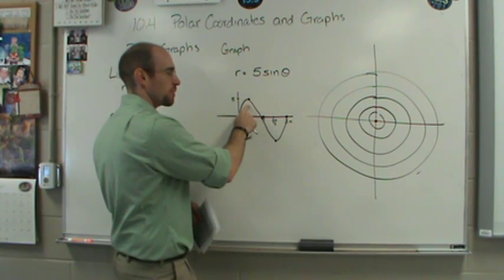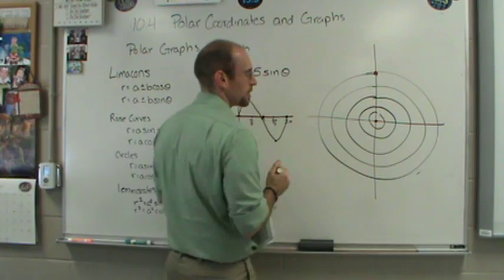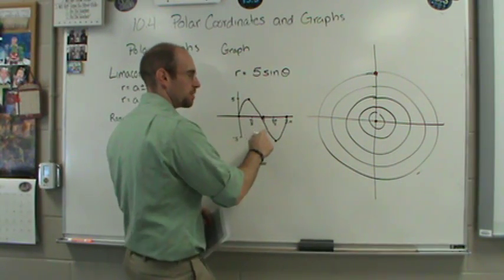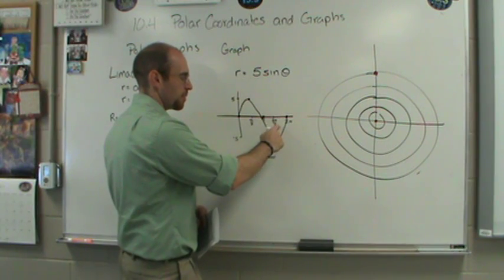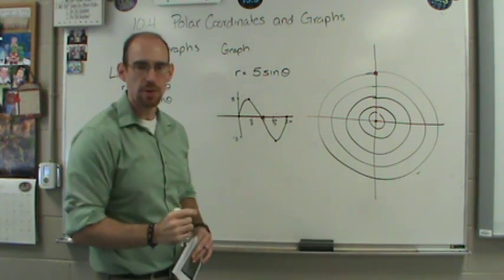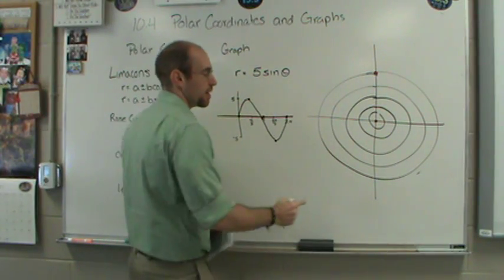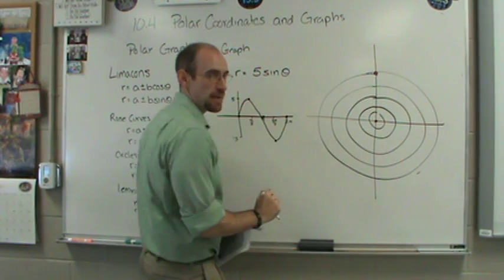At pi over 2, we're 5 units away. At pi, I'm back at 0. 3 pi over 2, negative 5. Well, remember with polar coordinates, when you get a negative, it wouldn't be just 5 here, it would flip it back to 5 up here.